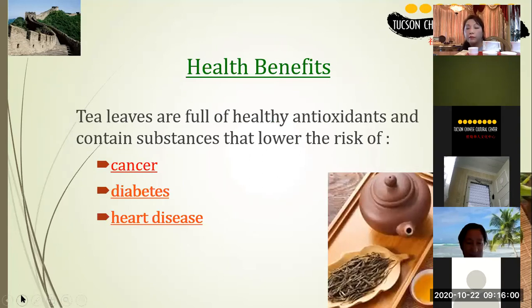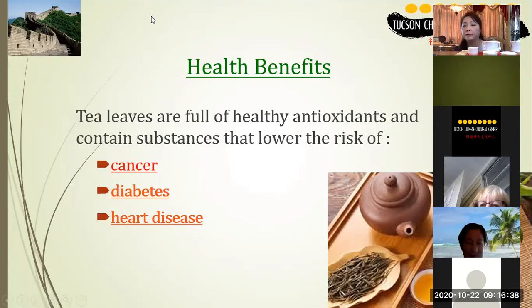Write down any question if you have. You can ask me, I don't know when the PowerPoint finishes or between. Now we're talking about the major health benefits of drinking tea. Any kind of tea leaves are full of antioxidants and contain substances that lower the risk of cancer. That is number one, especially green tea, which is very good to prevent cancer. And then diabetes, and then heart disease. These are the three major benefits you can get out of drinking tea.